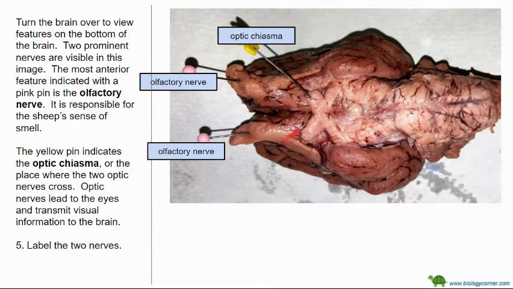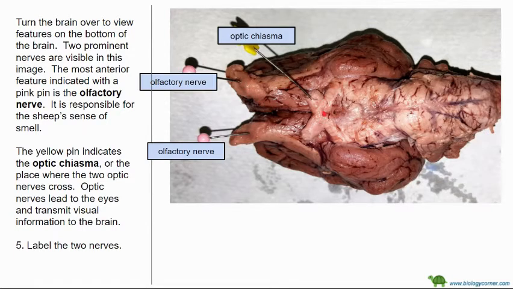All right, looking at the brain from the bottom, we see a couple of the nerves. So this is pretty interesting. The 2 pink pins are in the olfactory nerves. So I made a copy of the label for olfactory nerve and put one on each of the pink pins. These look like vessels, but these are nerves coming out of the brain.